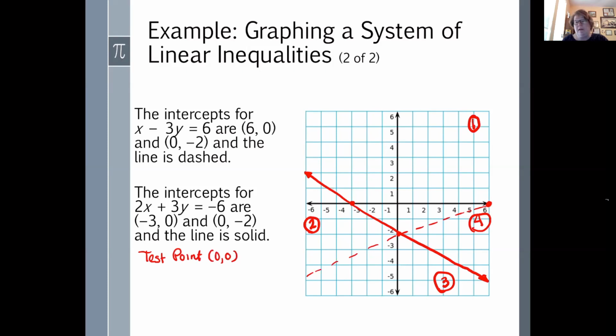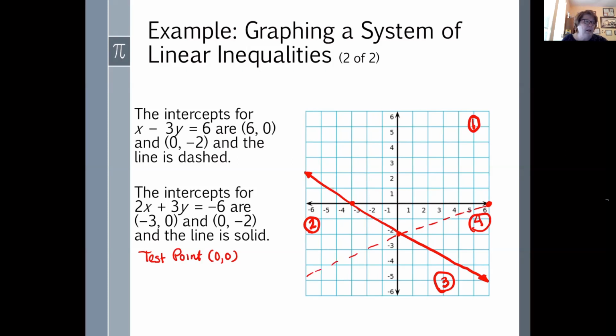And if it works, I'm going to shade the region that contains that point. If it doesn't, then I need to pick a different point. So if it doesn't satisfy this, then I pick a point in region 2. If that doesn't satisfy it, pick a point in region 3. If none of those satisfy, then it will be region 4. You can eliminate the first 3 regions and say, yes, I'm going to shade 4.